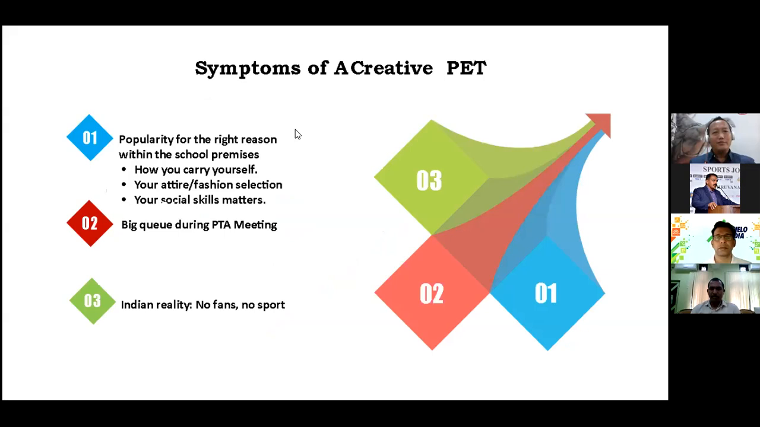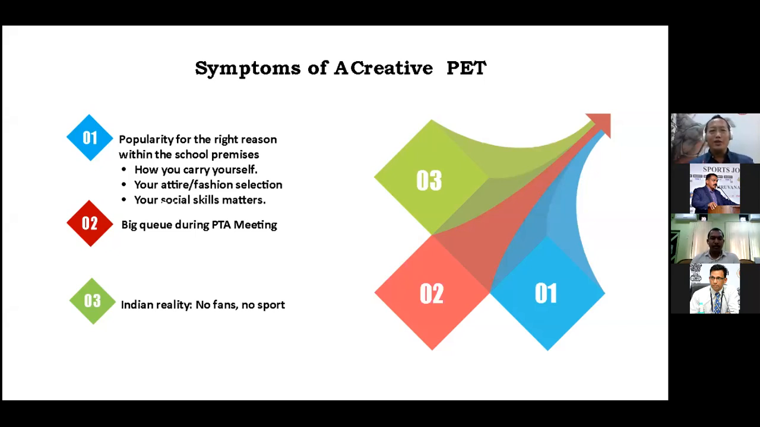Then next we have the symptoms of creative physical education teachers. Living in these pandemic times, I specially use this word symptom because everyone is familiar with this particular word, right? Here, what I mean by symptoms of creative physical education teachers is, I have listed down 3 big points. If you can identify yourself with these 3 things, you may not notice it, but I'll call you a creative physical education teacher or a good physical education teacher. You can use it as a testing tool also.